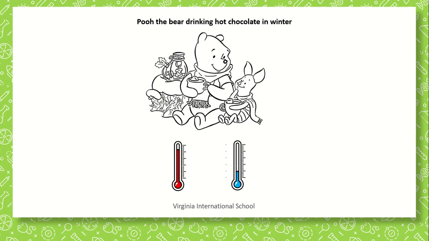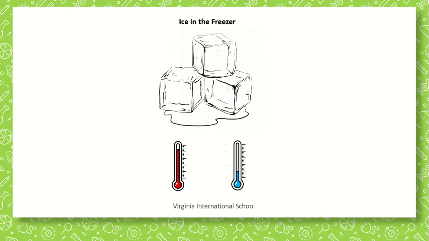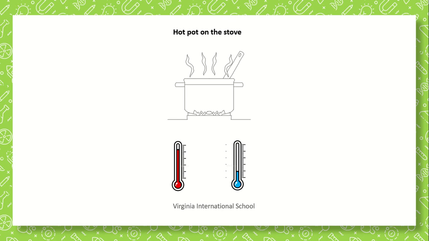It's low temperature. Excellent. Ice in the freezer. Does that mean it's low or high? It's low. It's low in the blue zone. Excellent. Hot pot on the stove. Does that mean it's high temperature or low temperature? It's high in the red zone.